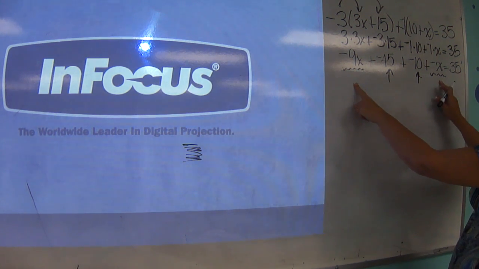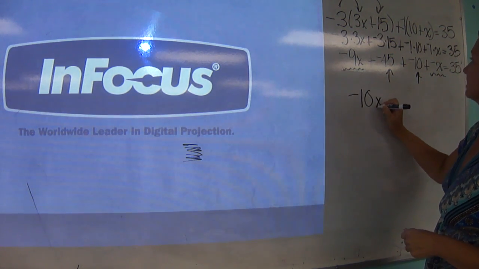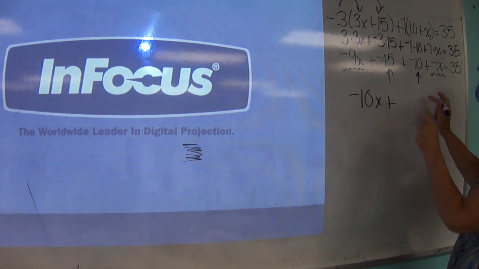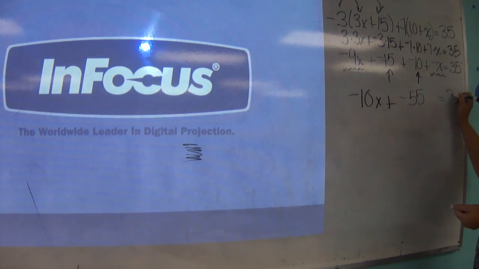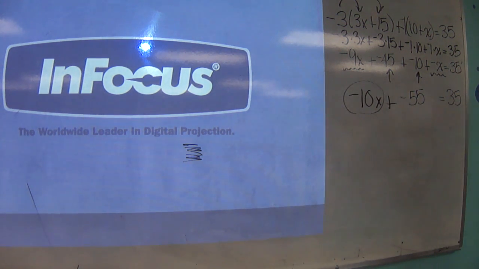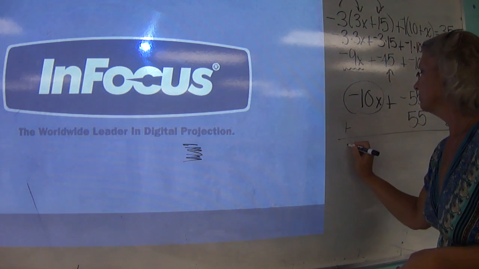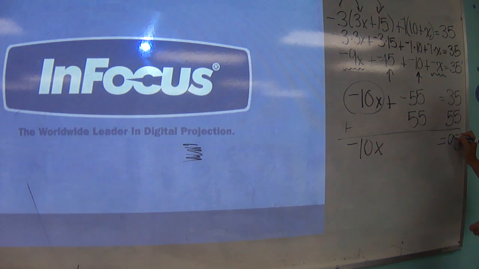So -9x plus -x is -10x, plus -45 and -10, -55 equals 35. How are we going to get this variable expression by itself? We're going to always add, and what's the opposite of negative 55? Positive. Add 55 to both sides. So negative 10x is equal to 90.